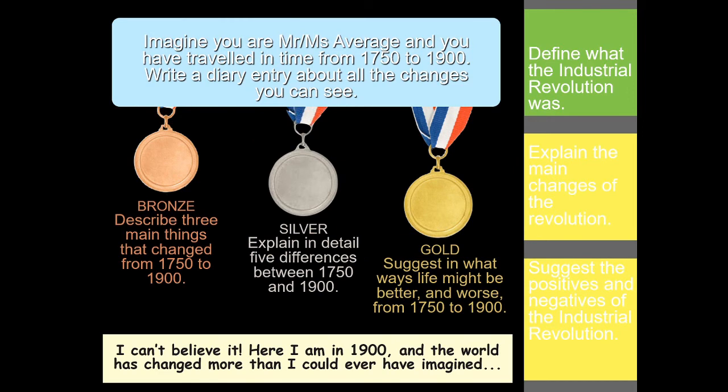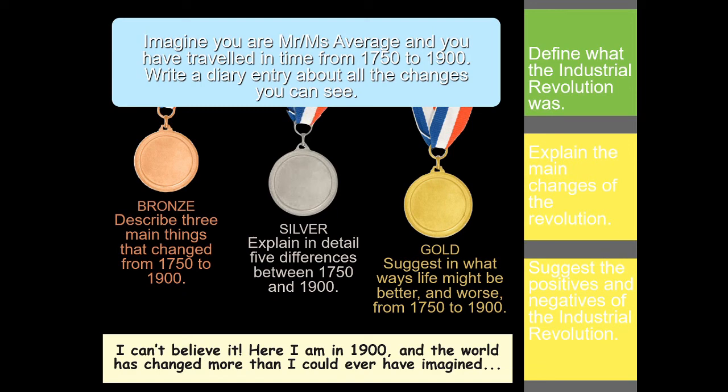Okay, and your final task. Imagine you are Mr. or Miss Average and you've traveled from 1750 to 1900. Write a diary explaining the challenges that you can see. We're going to do this a bit like the Olympics, because the Olympics are cancelled. We're going to have our own. If you want a bronze medal, you have to describe three main things that they saw changed. It doesn't need to be too many, but describe three main changes.